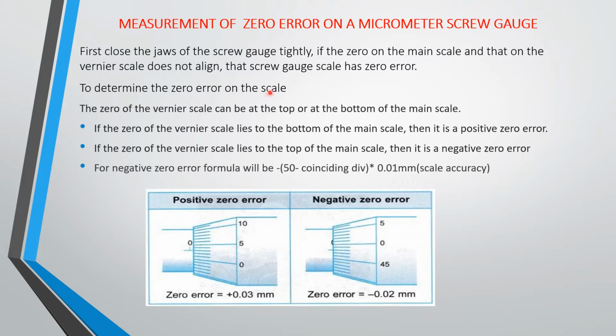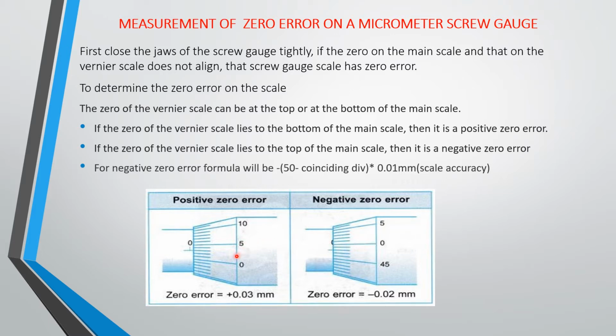Alright, so the first thing that you need to do, for you to know that your micrometer screw gauge has zero error, is to first of all close the jaws of the screw gauge tightly. If the zero on the main scale and that on the vernier scale do not align, that screw gauge has a zero error. So for you to determine the zero error, you look at your screw gauge. These are the two types of scale readings on a micrometer screw gauge.